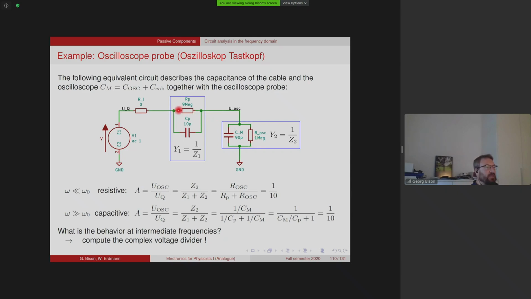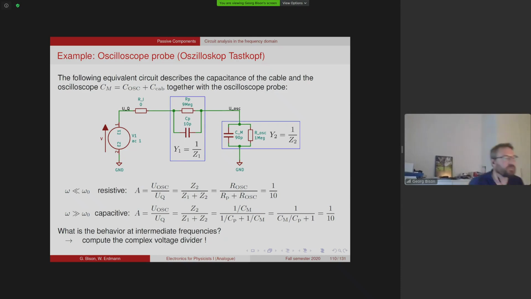And now if we put a 9 mega ohm resistor in parallel with a 10 picofarad capacitor, then we will see that this circuit avoids the RC behavior. And in order to calculate that, it's best to look at the admittance, so 1 over the impedance of this part of the circuit and 1 over the impedance of this part of the circuit.